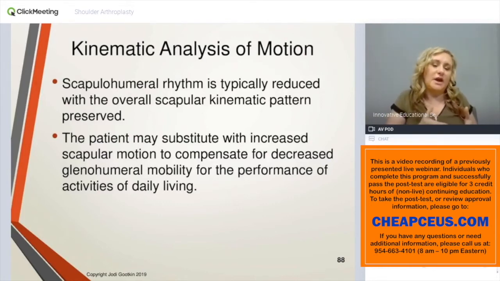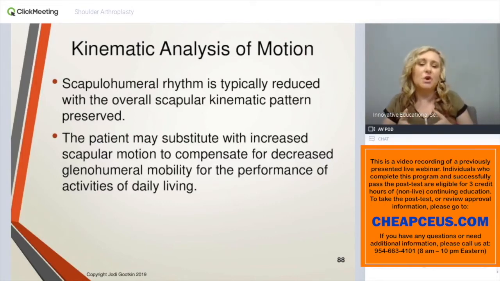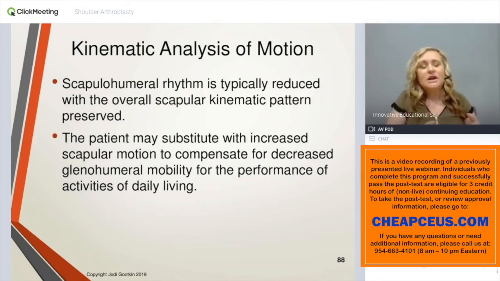When we look at patients who had either osteoarthritis or a severe rotator cuff pathology, they probably had a lot of time leading up to their surgery where they were not using normal movement patterns. So they developed muscle tightness and weakness, substitutions, compensations, and now all of a sudden they have this new shoulder replacement. It doesn't mean they automatically know how to recruit those muscles appropriately.